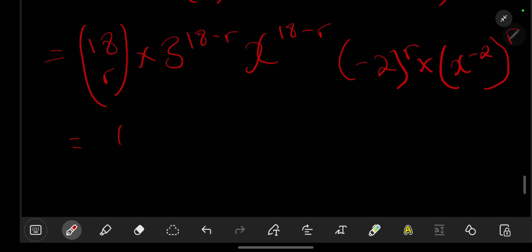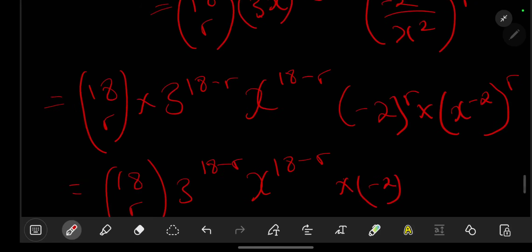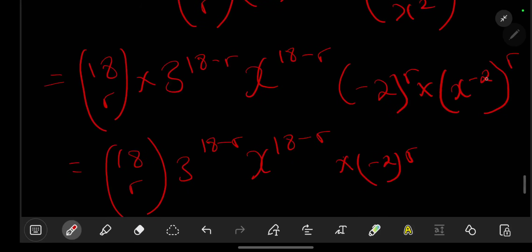So we are going to have 18 combination r. Then we have 3 to the power 18 minus r, x to the power 18 minus r. Then we have times our negative 2 in brackets to the power of r. Then we have negative 2 times r. It will be equal to x to the power negative 2r.